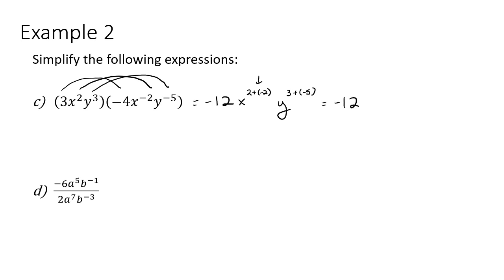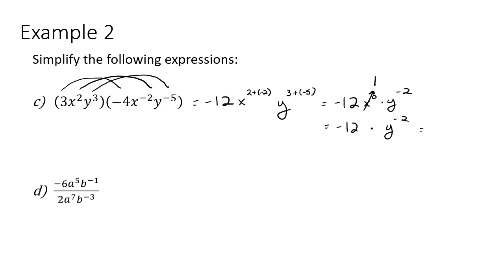So for the x's, we've got a positive 2 and a negative 2, which is x to the 0 when we combine it together. But remember, anything raised to the 0th power is 1. So this is actually just negative 12 times 1. Then for our y's, we've got 3 plus a negative 5, 3 minus 5, which would give us y to the negative second. Well, the 1 we can just drop because multiplying by 1 doesn't change anything.